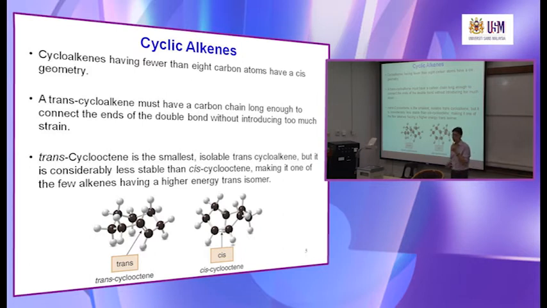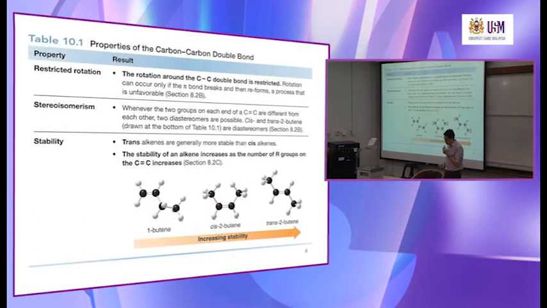So these are the properties of the so-called carbon-carbon double bond. So we know that it has a restricted rotation. That is why you cannot rotate alkene like alkane. Because alkane is sp3, alkene is sp2. Okay, it's already fixed. The double bond cannot rotate. It's already fixed as a trigonal planar structure. Stereoisomerism, it exhibits what we call cis and trans. Later we will discuss further.